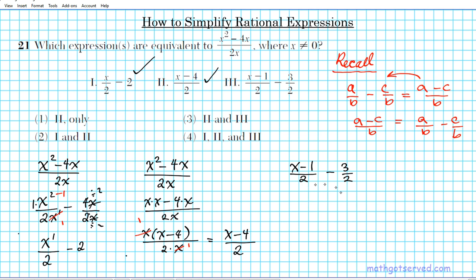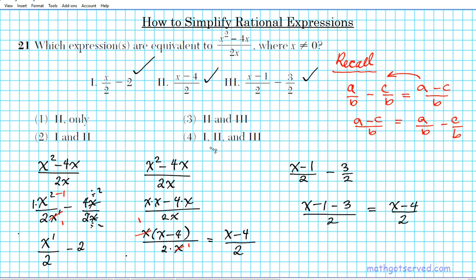If you notice, we have two fractions with identical denominators. So what does that enable us to do? We have x minus 1. We just subtract the numerators: x minus 1 minus 3, and combine the denominator, over 2. What does that become? x minus 1 minus 3 is negative 4. x minus 4 over 2. Hold on, wait a minute. This is exactly equal to option 2, which is equal to the original question. So guess what? Option 3 is also equivalent to x squared minus 4x over 2x.